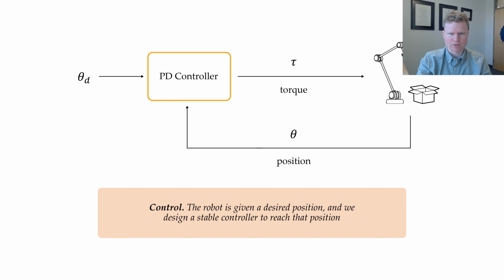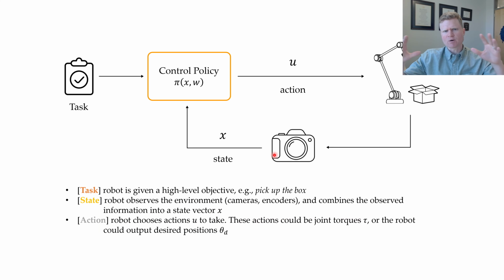And I want to pick up with where we left off, thinking about this from a controls perspective. So in control, the robot is given a desired position, and we design a stable controller that reaches that position. So here, I've got some desired position, I've got my controller, I'm outputting torques that make my robot reach that desired position.